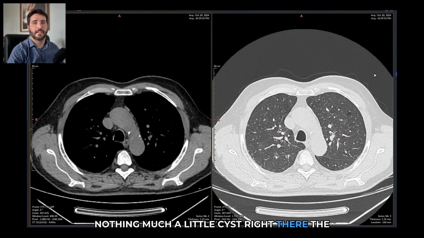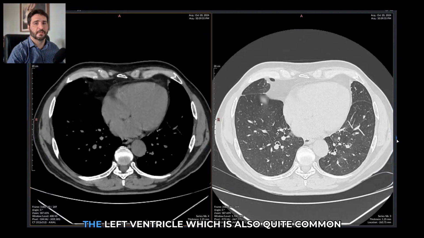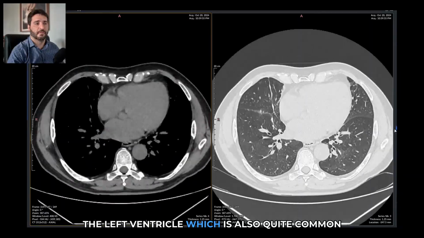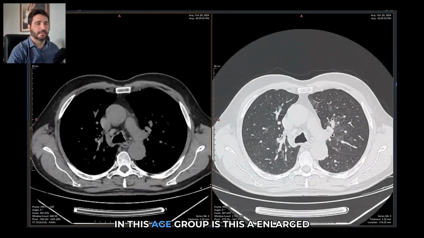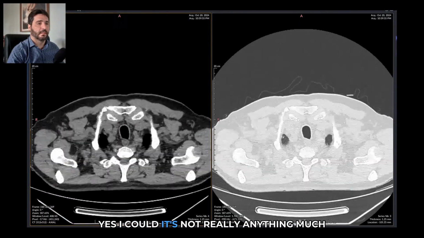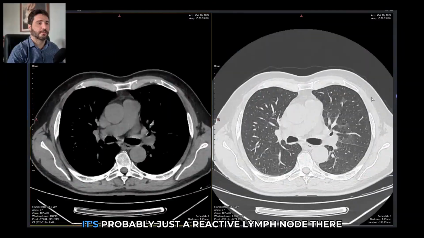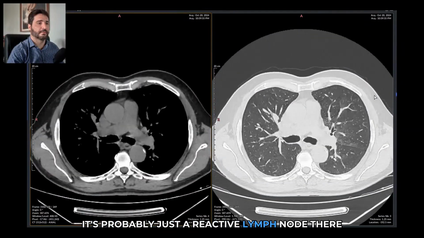Little cyst right there. The heart is clearly enlarged, especially the posterior chambers, the left ventricle, which is also quite common in this age group. Is this an enlarged lymph node? Let's measure. Short axis 1.1. Technically, it is enlarged. Could I ignore it? Yes, I could. It's not really anything much. It's probably just a reactive lymph node.